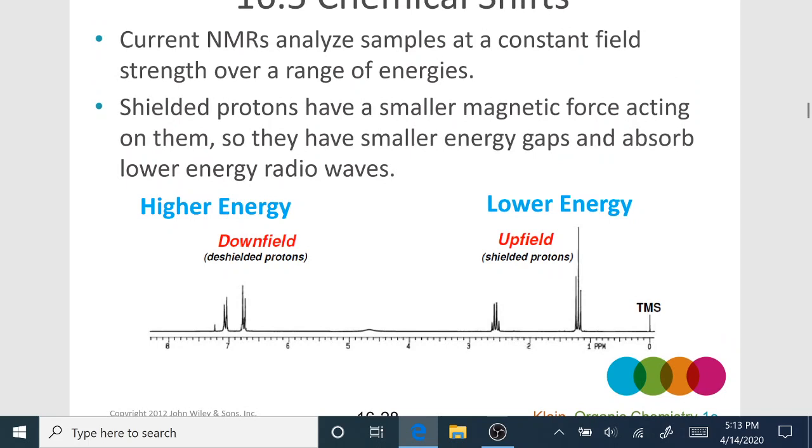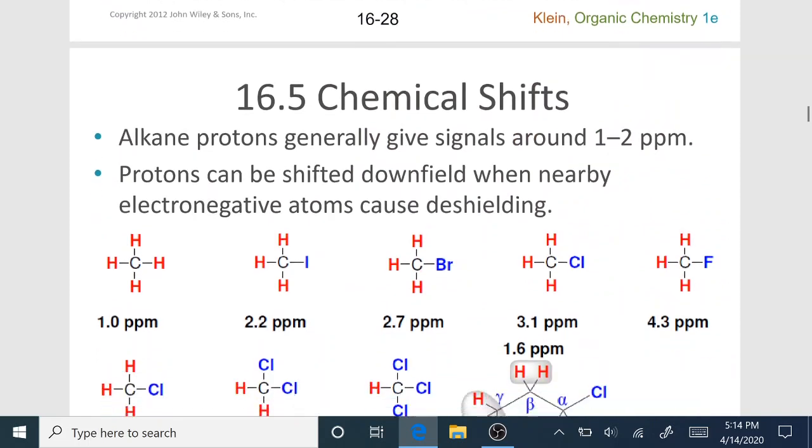But today it's the opposite, because the shielded protons have a smaller magnetic force acting on them, so they have smaller energy gaps and absorb lower energy radio waves. We actually have lower energy upfield and higher energy downfield. But that's kind of irrelevant. What we're going to do is look at chemical shift tables in order to determine where our sample is going to end up on the spectrum. Okay, just know that our spectrum goes from 0 to about 12 ppm, and we're going to look at how they fall on that chart according to what our hydrogens are attached to or what type of environment they're in.